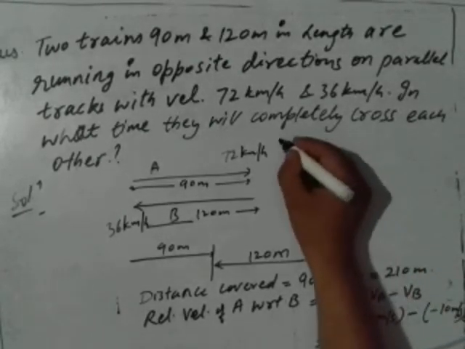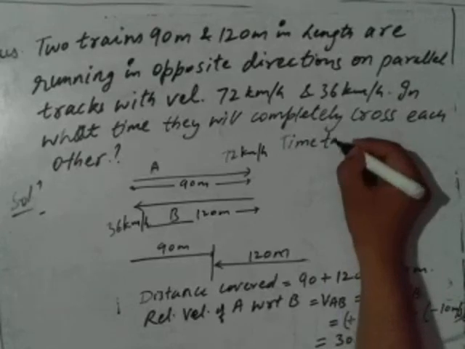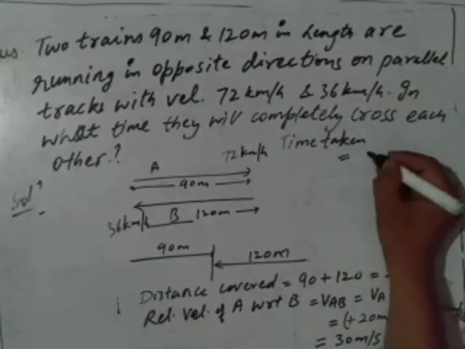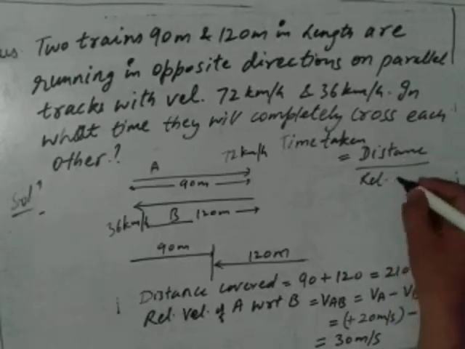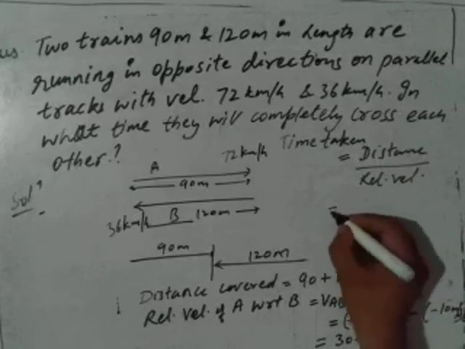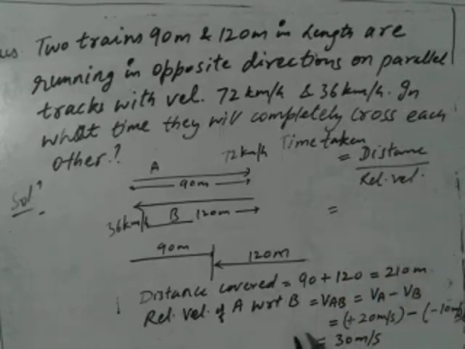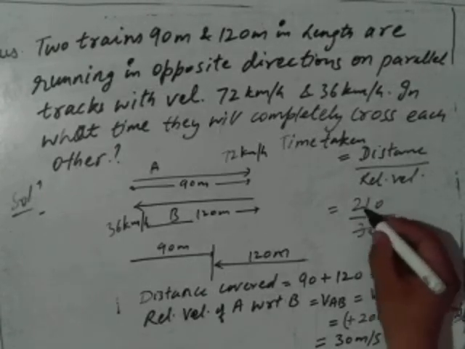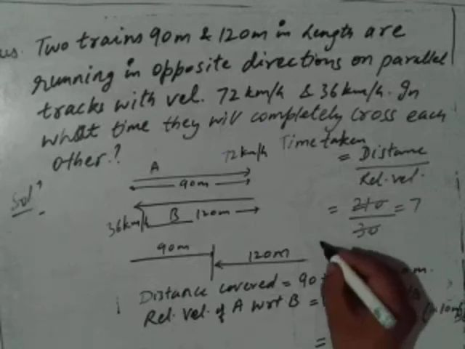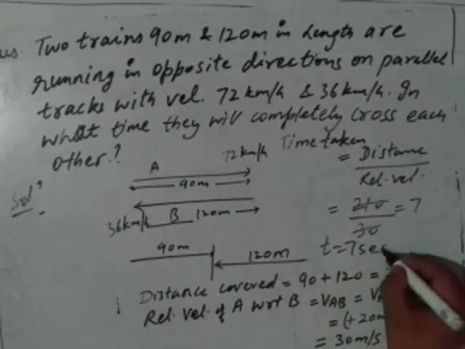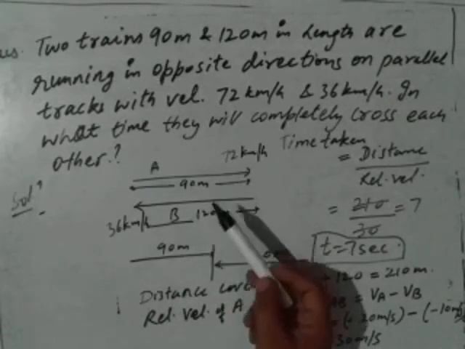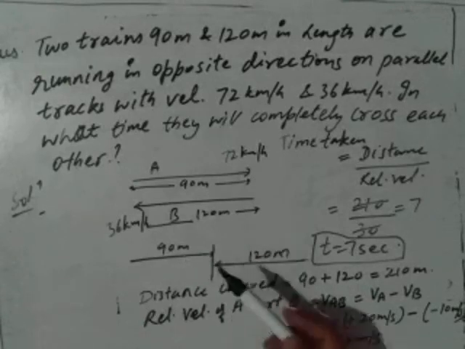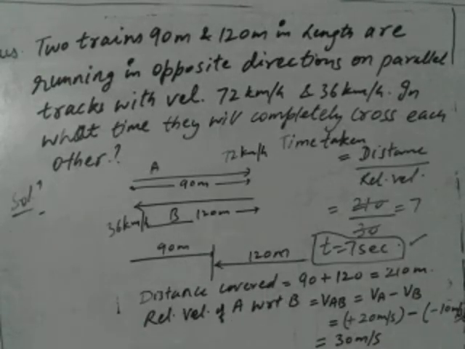Now the time taken is equivalent to distance upon relative velocity. So this will become 210 upon 30, 3 7s are 21, so time taken will be 7 seconds. So the two trains will cross each other completely in 7 seconds.